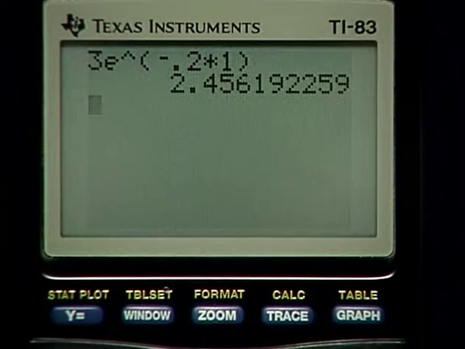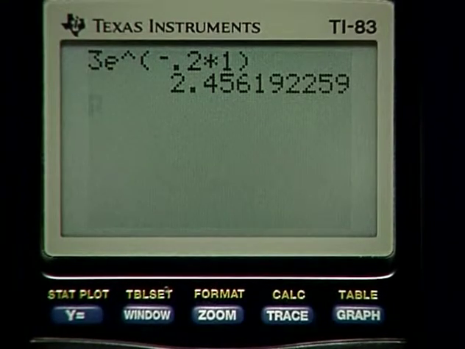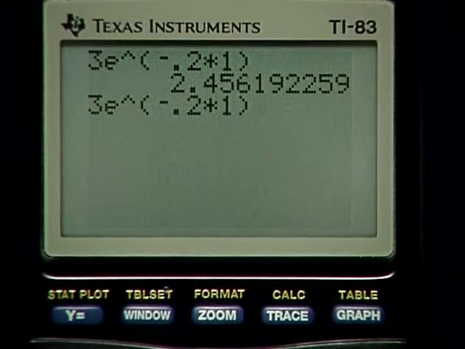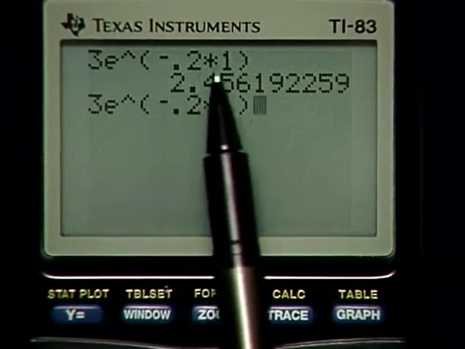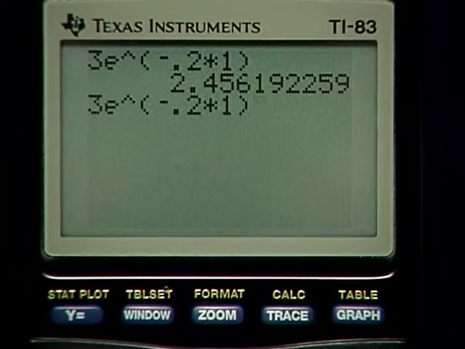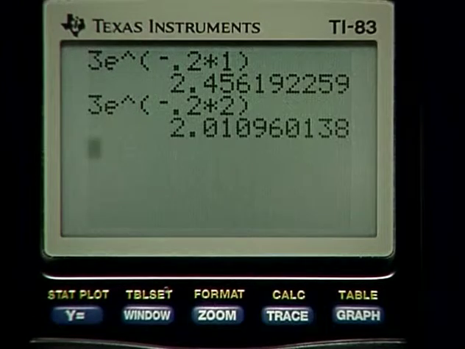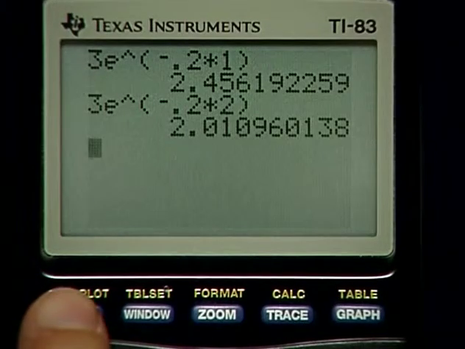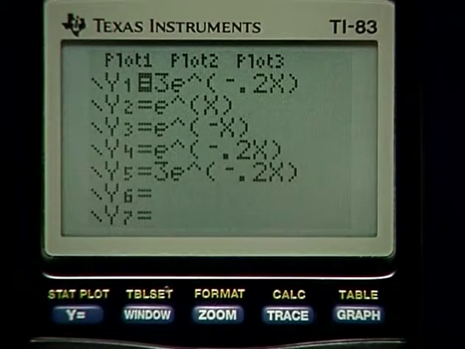And then if we want to find f of 2, we would press second and enter. And you see what it'll do is just repeat the first line. It'll take this line that we entered and repeat it. And all we have to do is backspace one time, enter a 2 and press enter, and then it'll evaluate for f of 2. So in doing this, we save a lot of entry steps in the process. Well, let's go back to y equals and look at our graph.